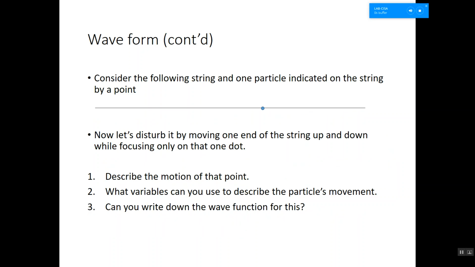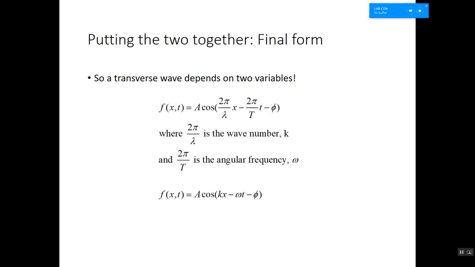Okay, so let's do the same thing. This time, I want you to focus on this point, and as I oscillate my whole string up and down, what is this point doing? It's moving up and down. And so if you were to graph its position with respect to time, it would look like either a sine function or a cosine function. Y'all agree with me? Okay, so now let's try to find a way to combine those two concepts together: the wave being expressed both as a function of time and as a function of distance, because that's exactly what's happening.